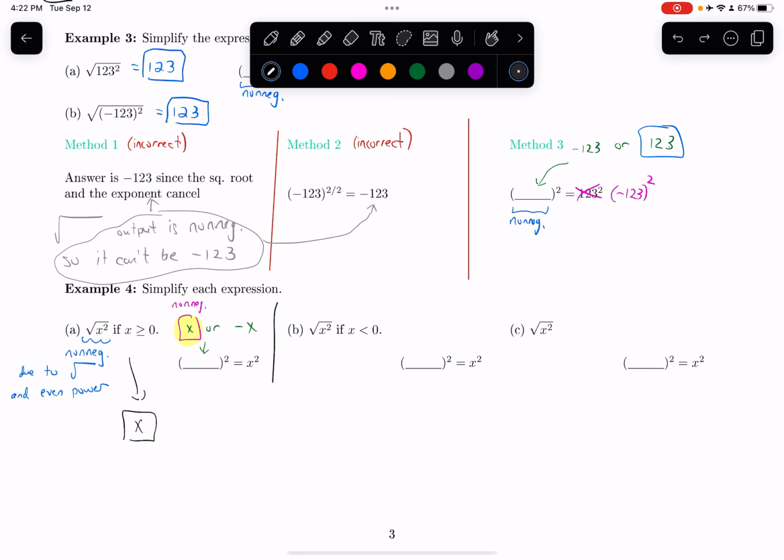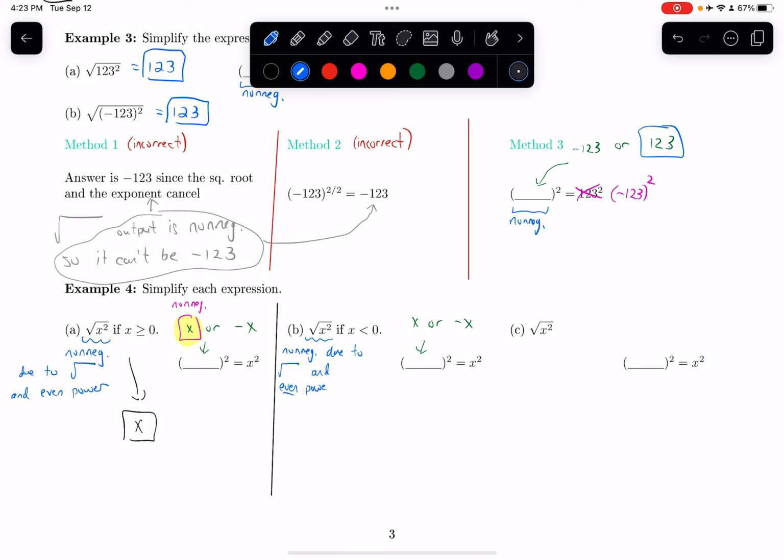Okay, let's look at part B. Part B is changing the condition, and now it's saying x is negative, x is less than 0. I'm going to think about it in the same way. What do I square to get x to the 2? It could either be x, or it could be negative x. Just like before, this square root, whatever I get out of it as the output, needs to be non-negative for two reasons: there's a square root, so the output has to be non-negative, and because of the even power.